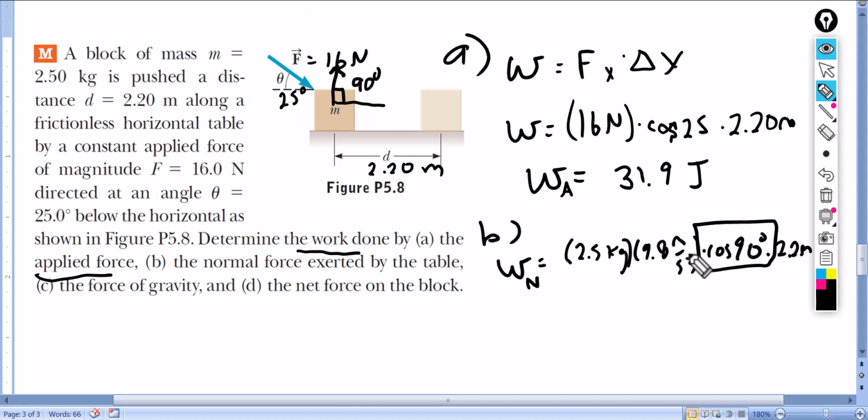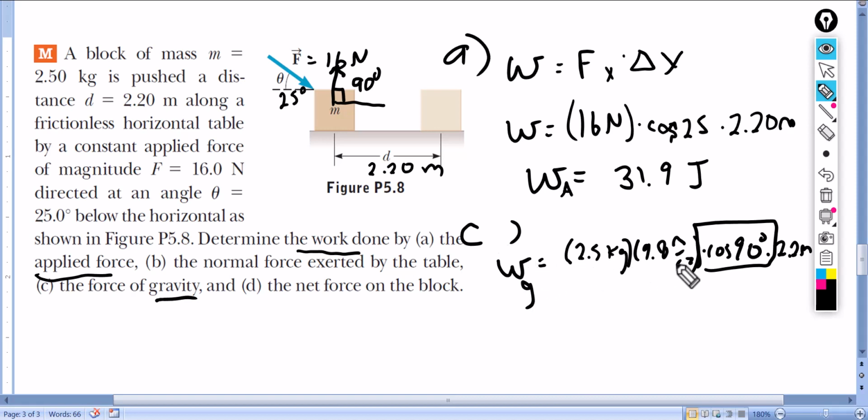That's 0. And I'm sorry, I'm actually doing part C instead of part B. My bad. So let's switch this up a little bit. This is part C, gravity. Because the normal force is not the weight. The normal force is actually different in this case. But regardless, here's part C, so make sure you make that correction.